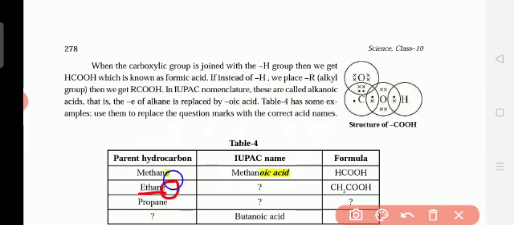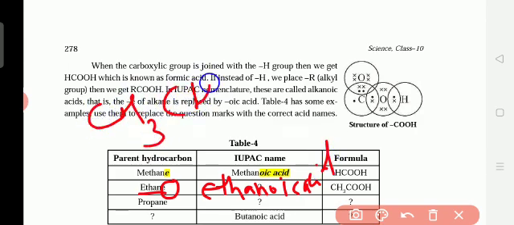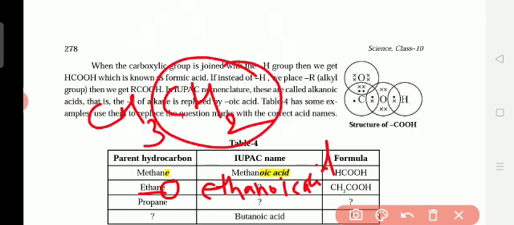Now E is replaced by what? Ethanoic acid, so we write the ethane and OIC. Okay, ethanoic acid. So ethane means what? CH3 CH2. Understand? So here one CH2 is replaced by the COOH, so CH3 COOH, so 2 carbons, so ethanoic acid, 1 carbon methanoic acid.